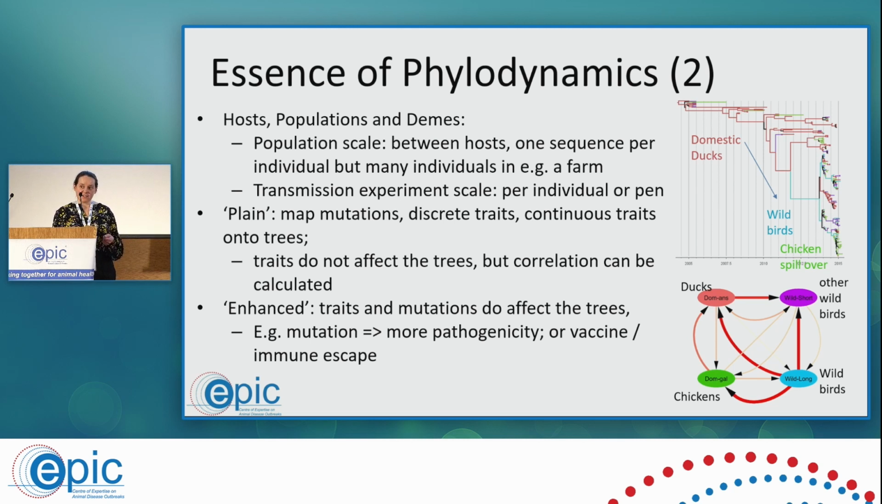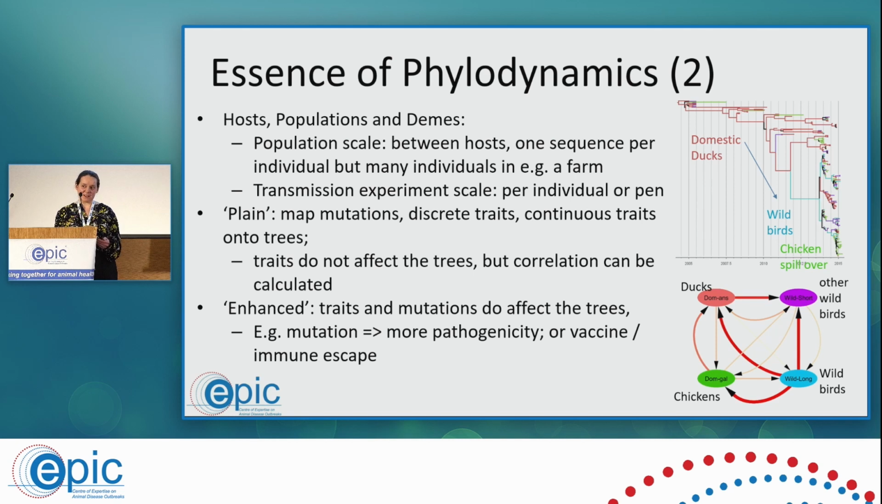In fact, this is a mathematical model, and the picture at the bottom is a rate matrix of the mathematical model for how quick you're going, on average, across the whole tree, from the wild migrating birds, which are blue, to the wild other birds, which are purple, being transmitted to the red domestic ducks or the green domestic chickens. So that's the simplest case.